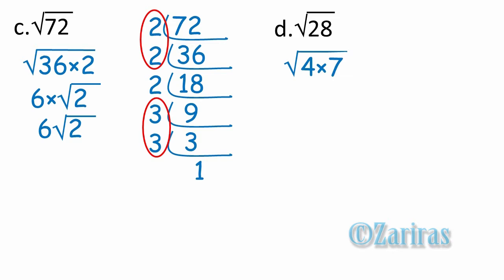We have root 28. So for root 28 we can get 4 into 7. So 4 is a square number multiplied by another prime number.